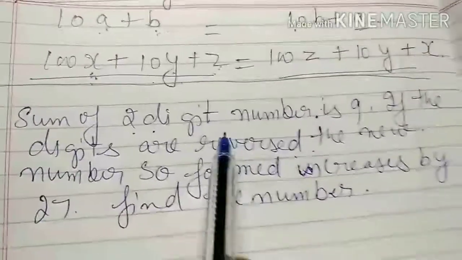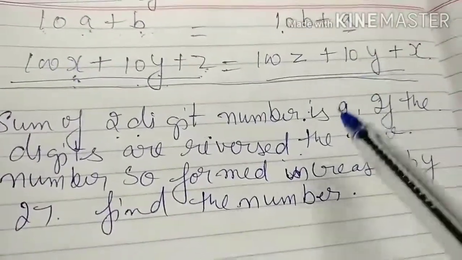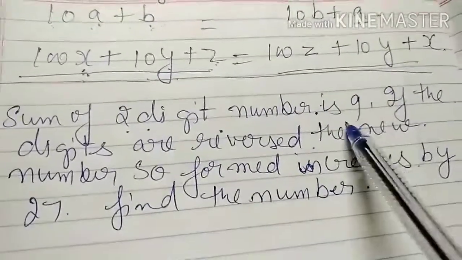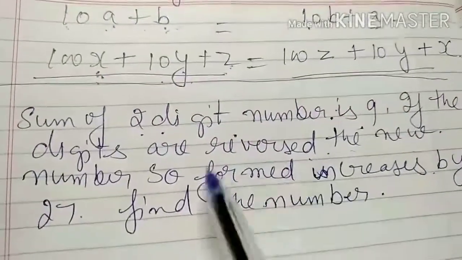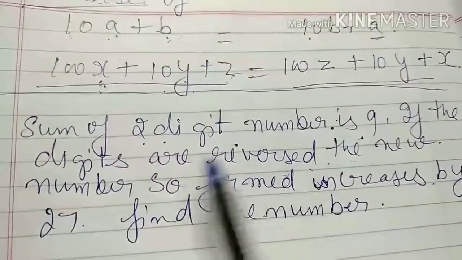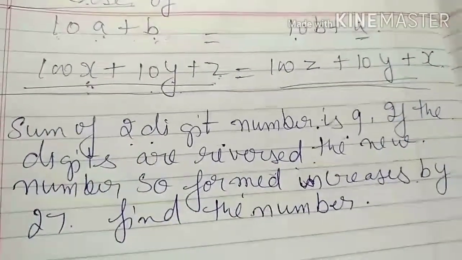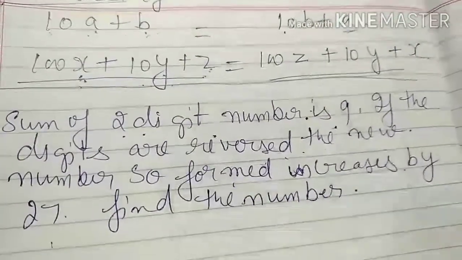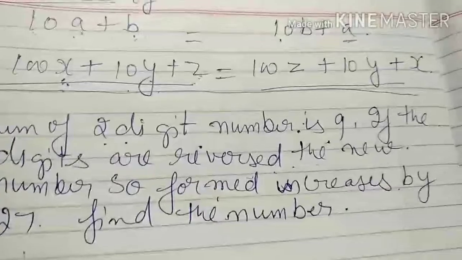Here in my question, I have a 2-digit number. In that number there are 2 digits. If you add the digits, that becomes 9. But if you interchange the digits, swapping the ones and tens places with each other, then the new number that is formed is the same as when you add 27 to the original number. So you have to find what that number is.